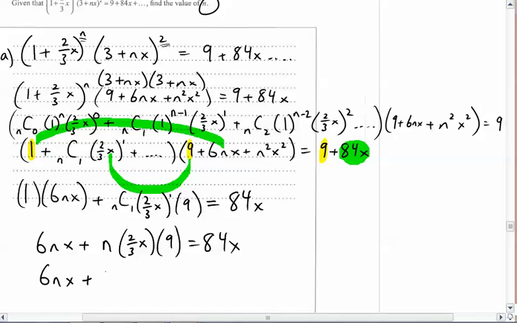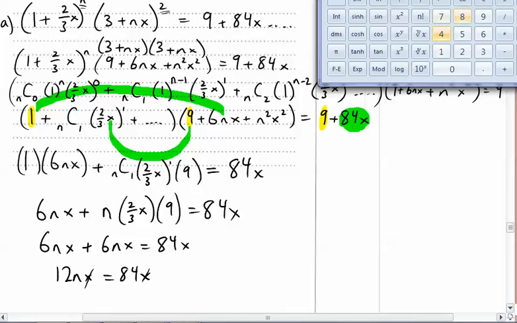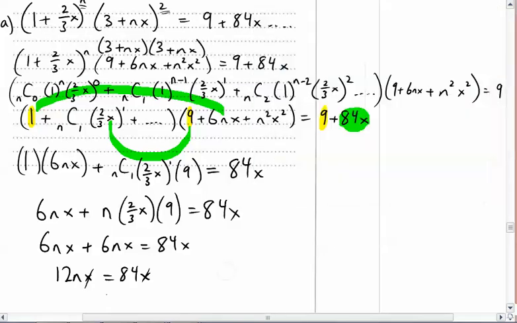Okay, you'd only come back and do this if you had enough time. 9 divided by 3 is 3. 3 times 2 is 6. This is also 6nx. So I get 12nx is equal to 84x's. X's cancel. 84 divided by 12 is 7. So n is 7. Whew.